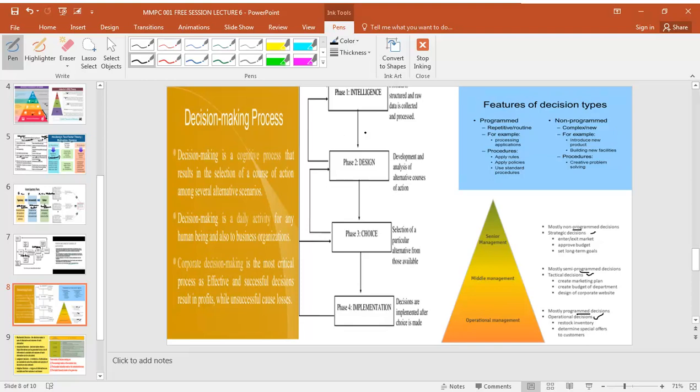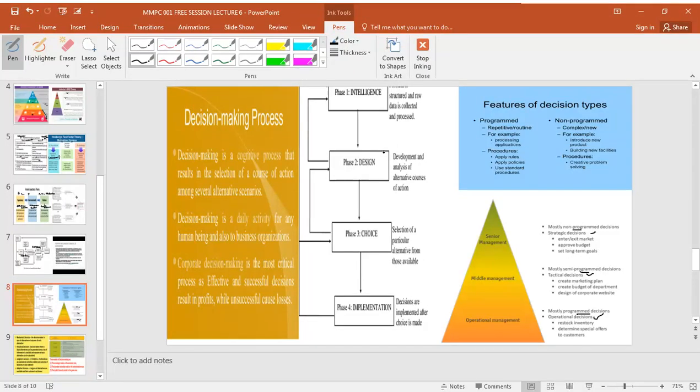In the decision making process, there are four steps involved. The first is the intelligence phase. In the intelligence phase, it is the duty of the organization, if they want to make a decision on a particular matter, to collect the information regarding that matter. That is coming under the intelligence phase: data collection, right?